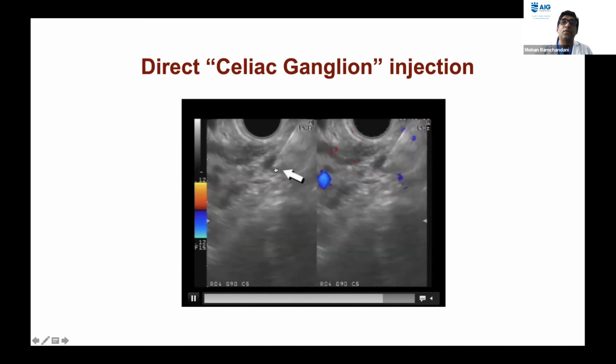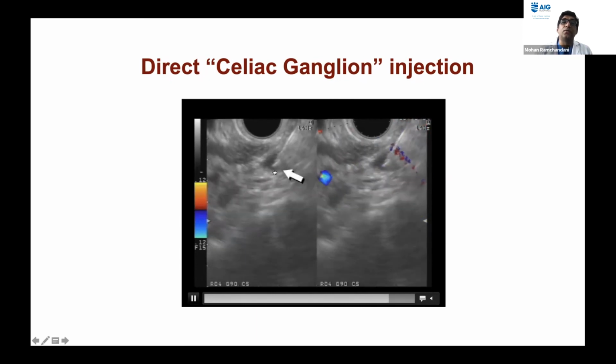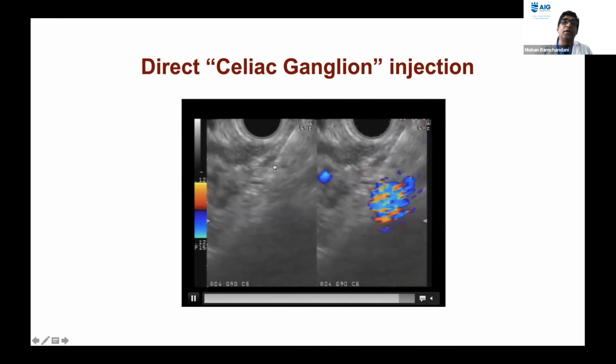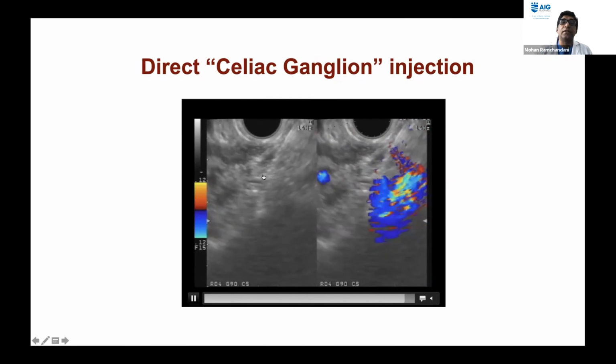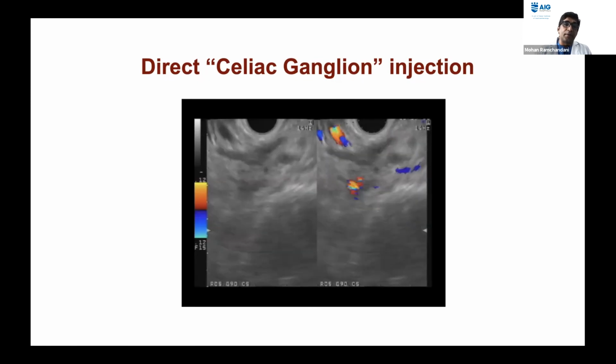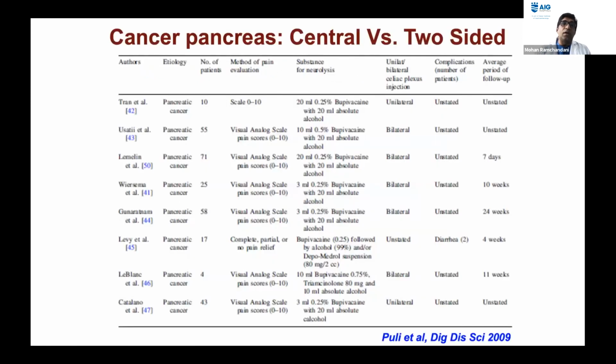You may find 2 or 3 celiac ganglia, and you have to do them one by one, in a similar way. Go to the distal margin, keep on injecting and come out, and you can see the spill around it. So that is how you do direct celiac ganglion injections. Coming back, we know that there can be a central injection, there can be a bilateral injection, and then there can be a celiac ganglion injection.